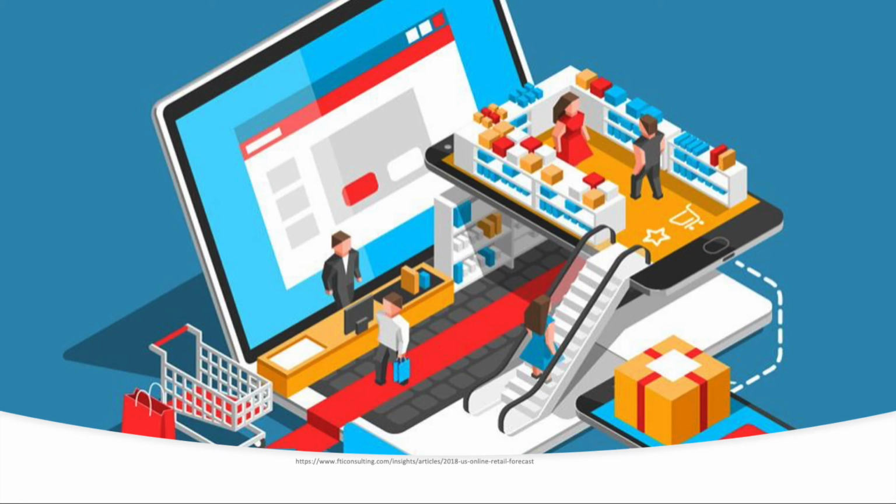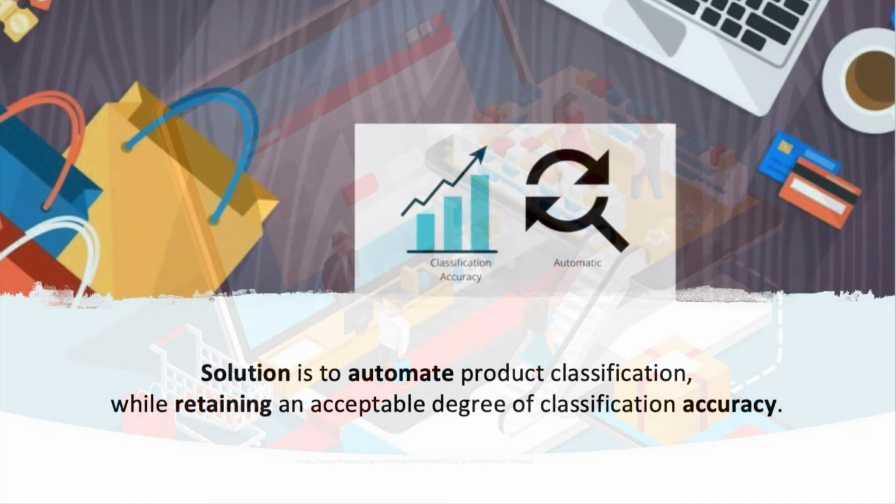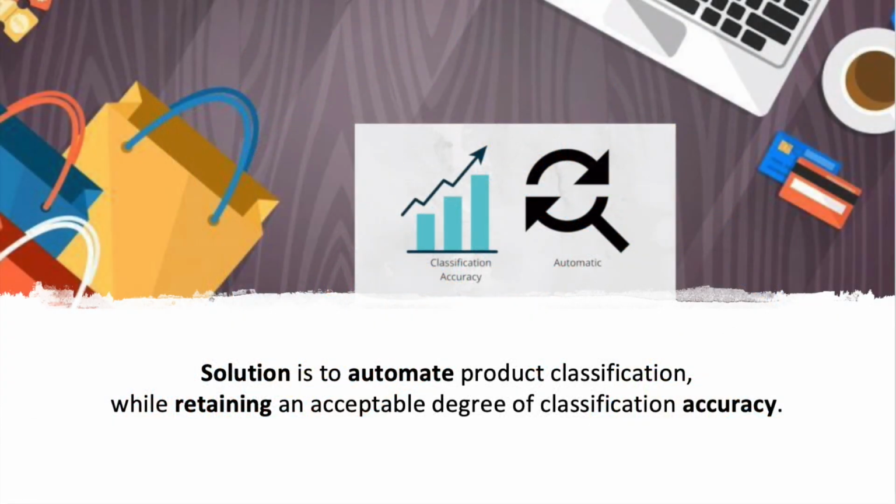For shops with relatively few items, this isn't too much of a problem. However, for larger operations such as Walmart or Amazon, it can prove costly, both in terms of time and manpower. This solution has a goal to automate as much of the process as possible while retaining an acceptable degree of classification accuracy.